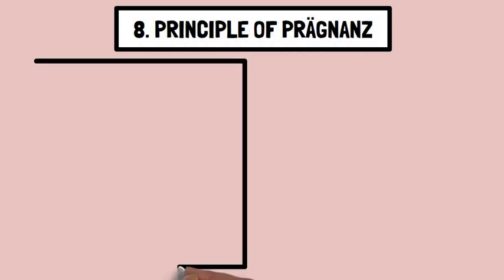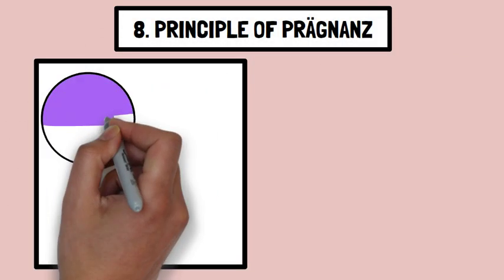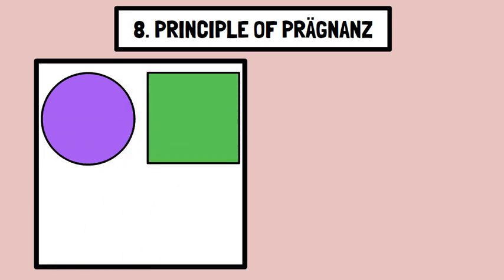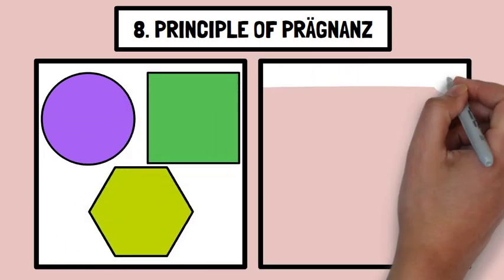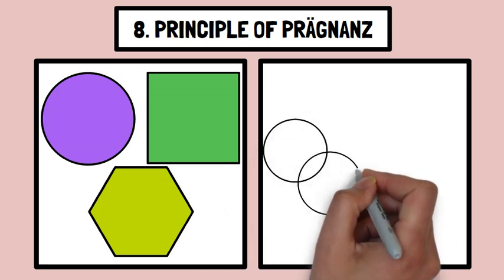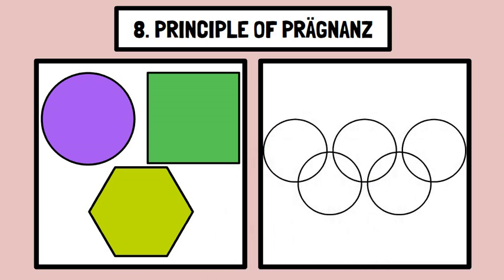Number 8. The principle of pragnanz, or simplicity. We perceive the simplest and most stable shapes possible. For example, the Olympic rings are seen as overlapping circles rather than complex intersecting shapes.